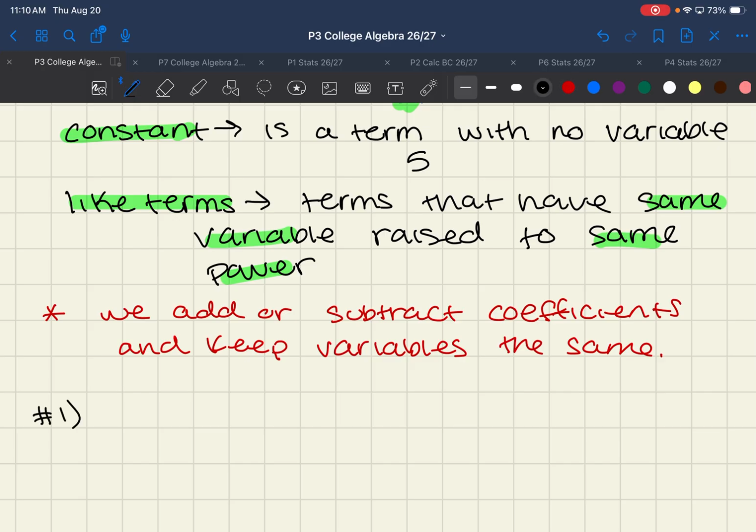Looking at some examples here, we are just going to identify if they are like terms or not like terms. So we have 3x and 8x. Thumbs up if they're like terms, thumbs down if they're not like terms. Good, thumbs up. They are like terms because they both have the same variable of x.